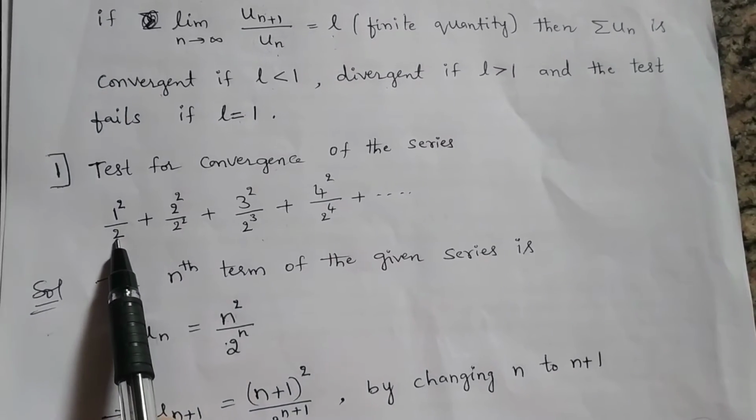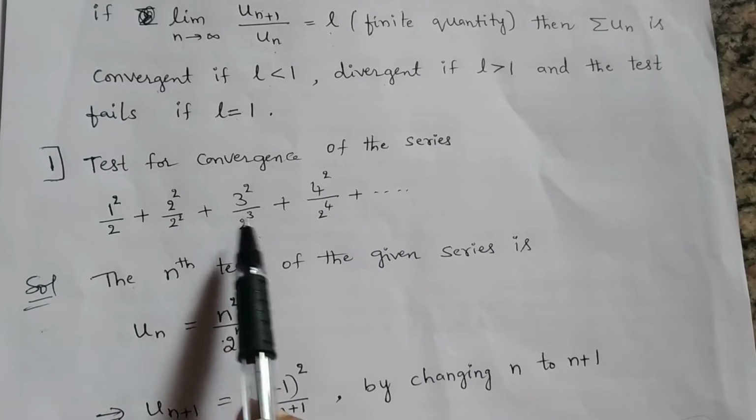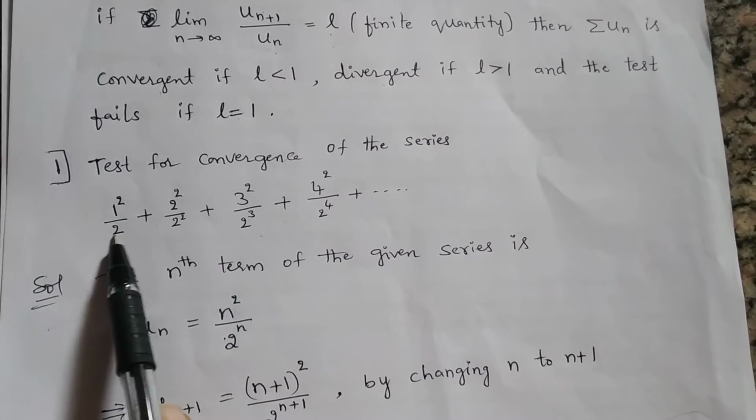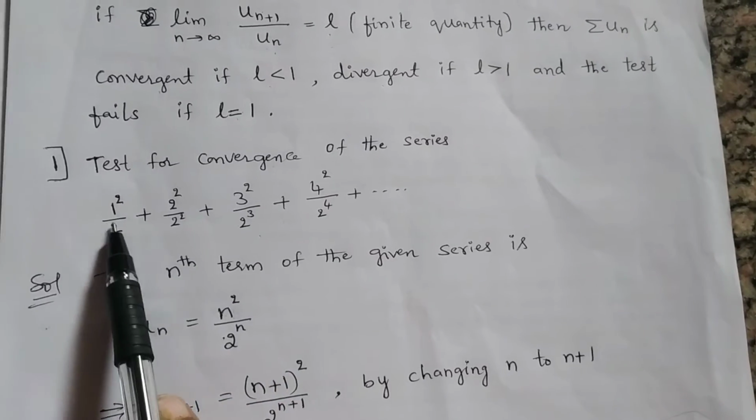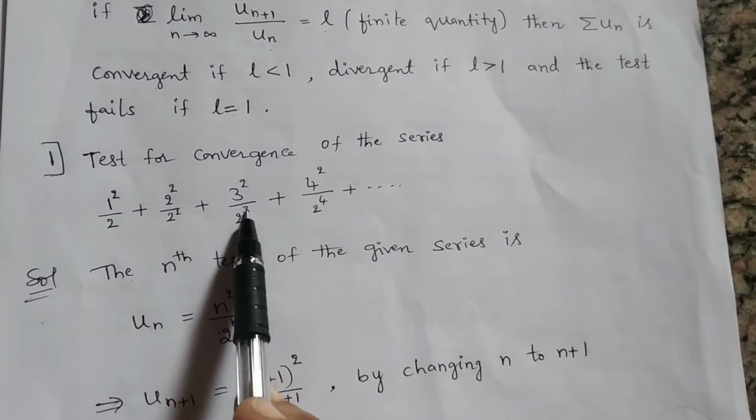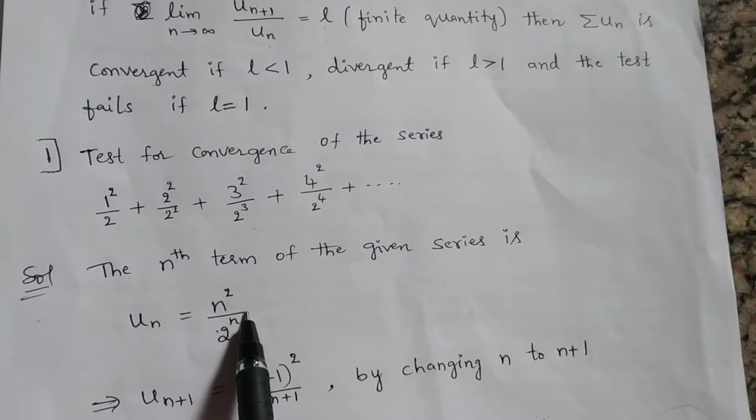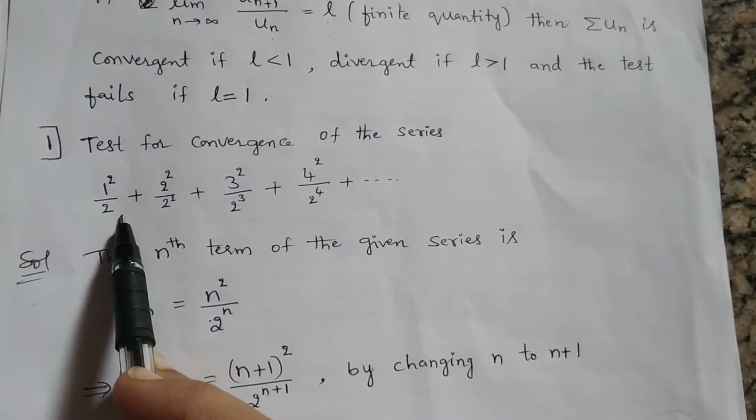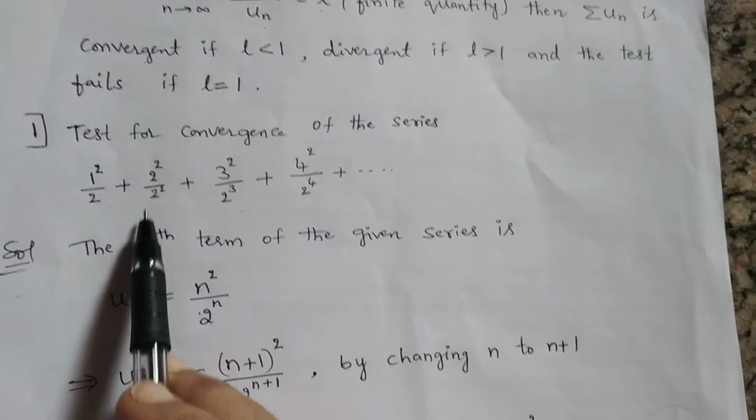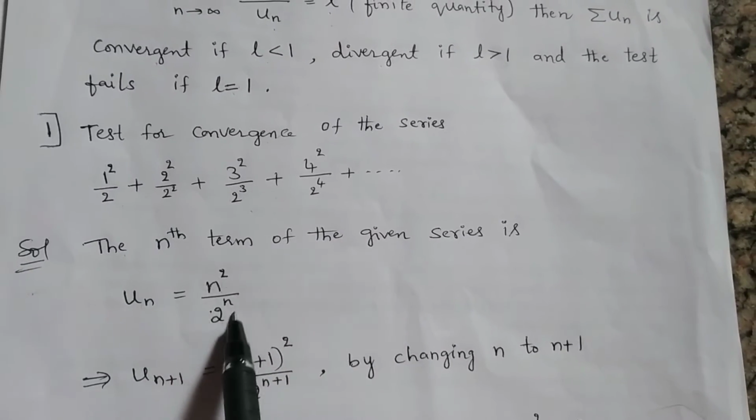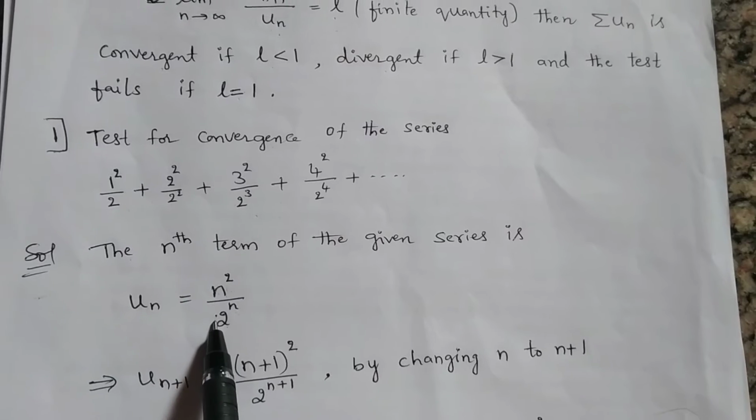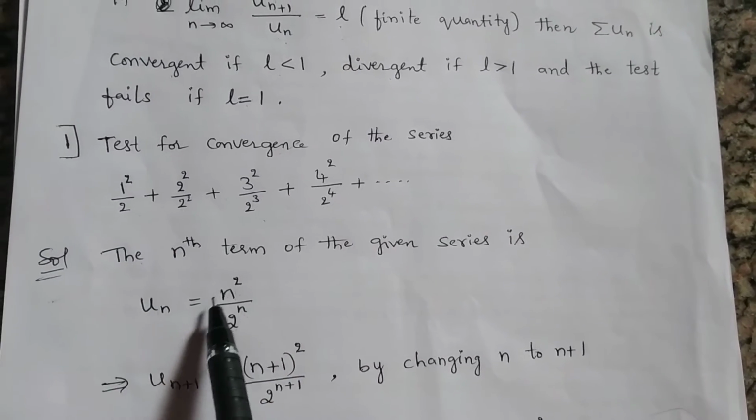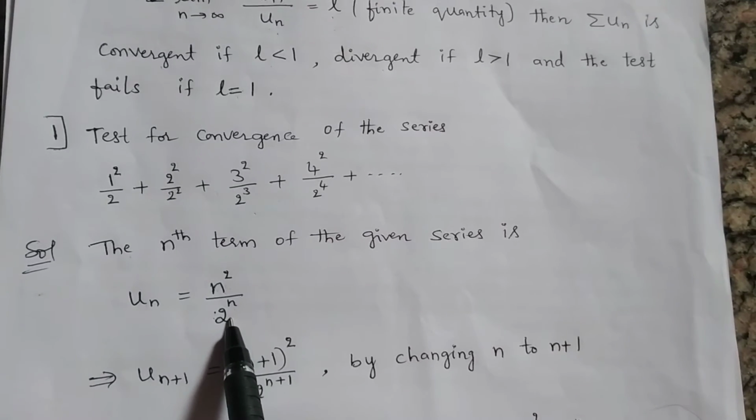Now observe the denominator. 2 power 1, 2 power 2, 2 power 3, 2 power 4. Power is rising. Base is same, 2, 2, 2. Power is rising, 1, 2, 3. Therefore it can be written as 2 power n. Whenever you put n equal to 1, I should get the first term. Whenever I put n equal to 2, get the second term. So in this way you need to write the nth term for the given series. The nth term of the given series is n square by 2 power n.